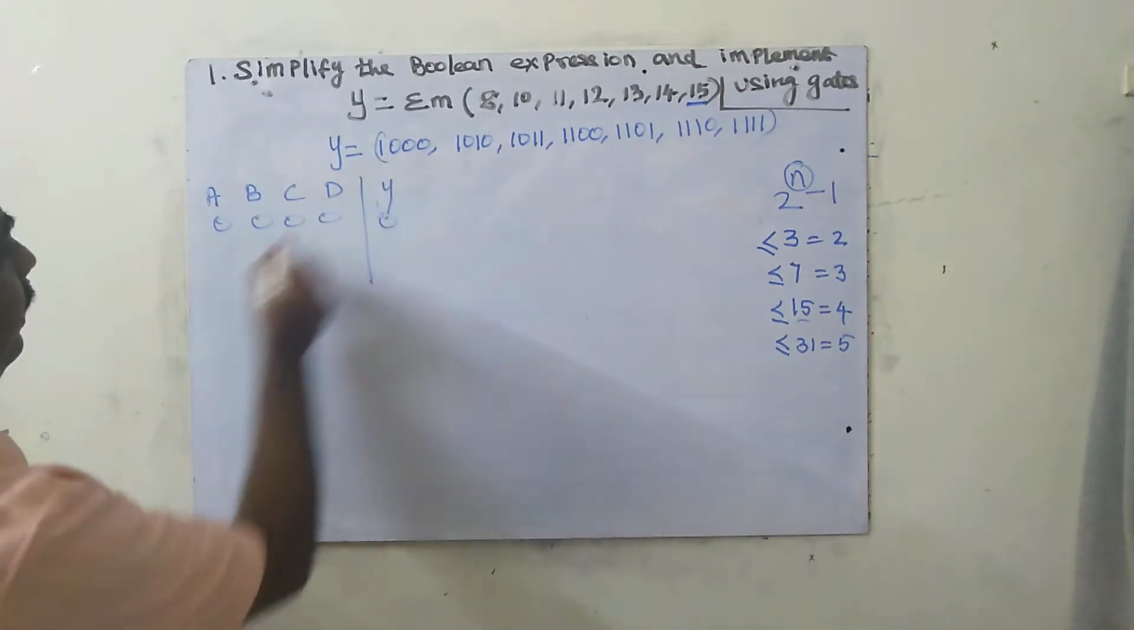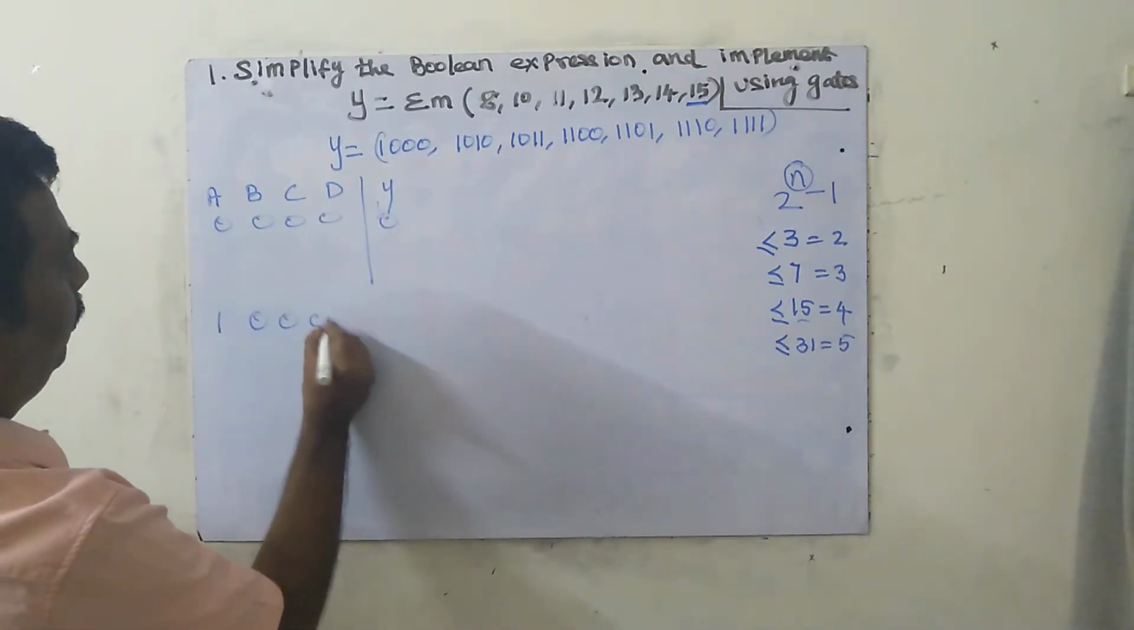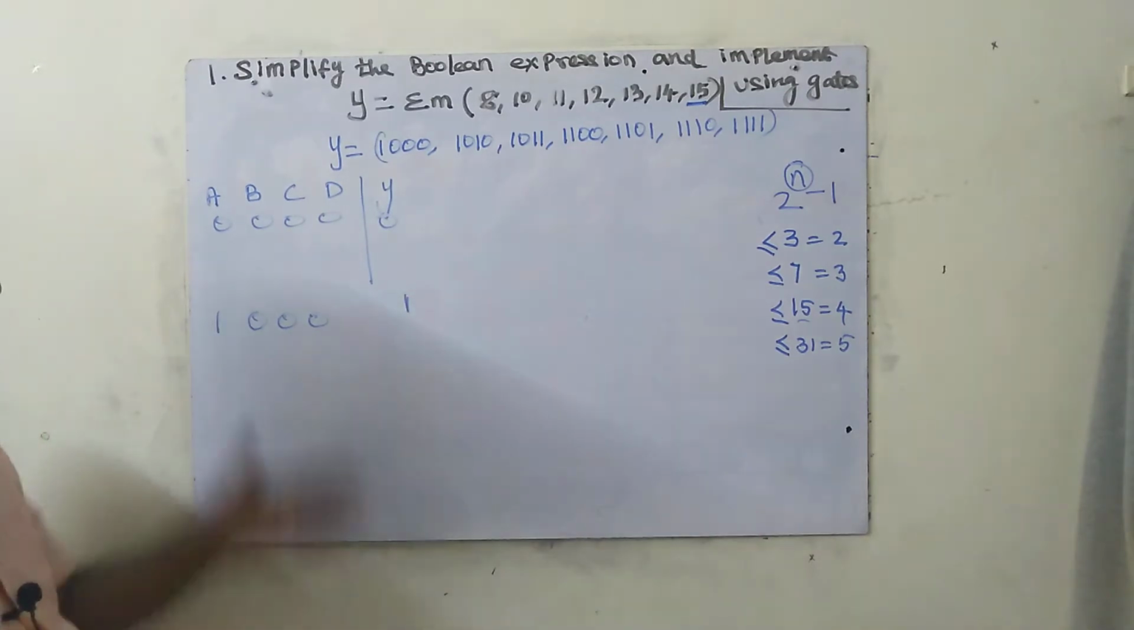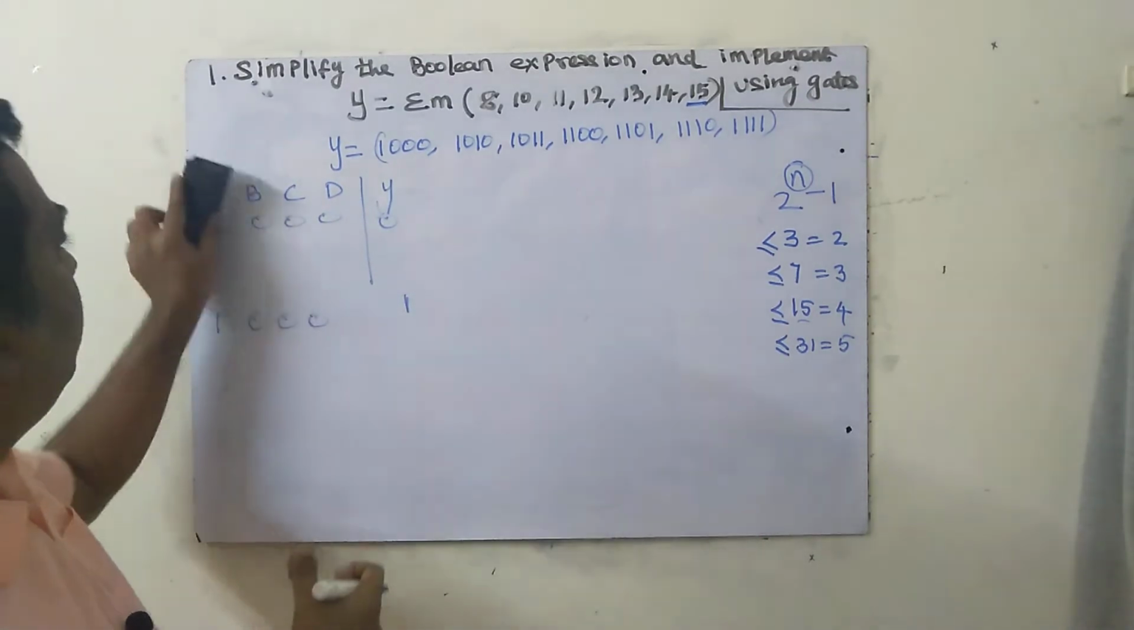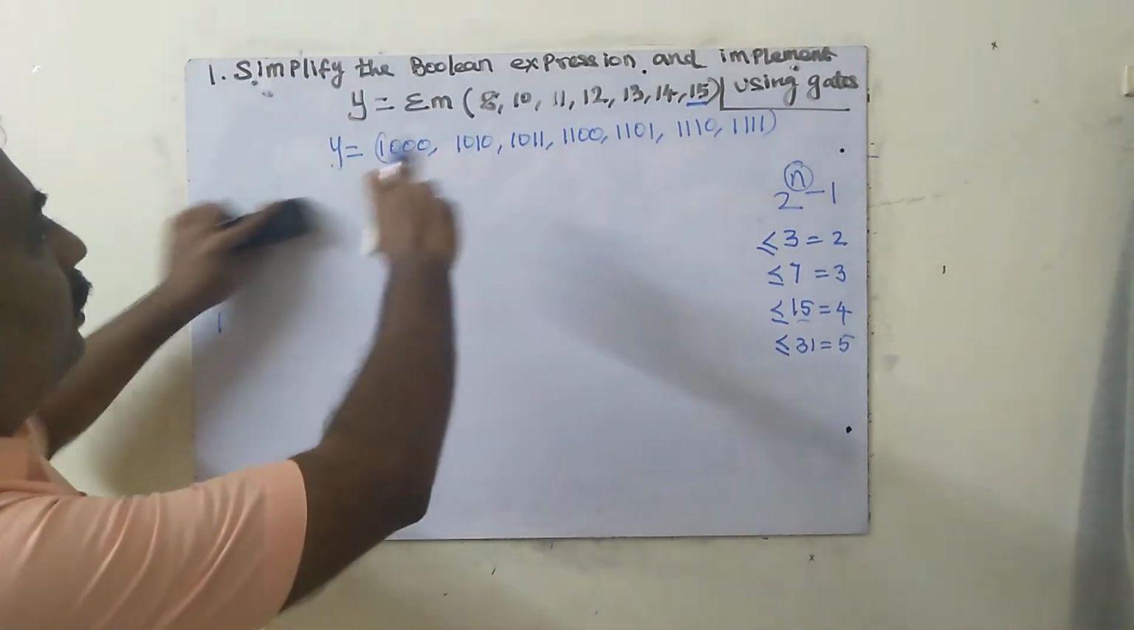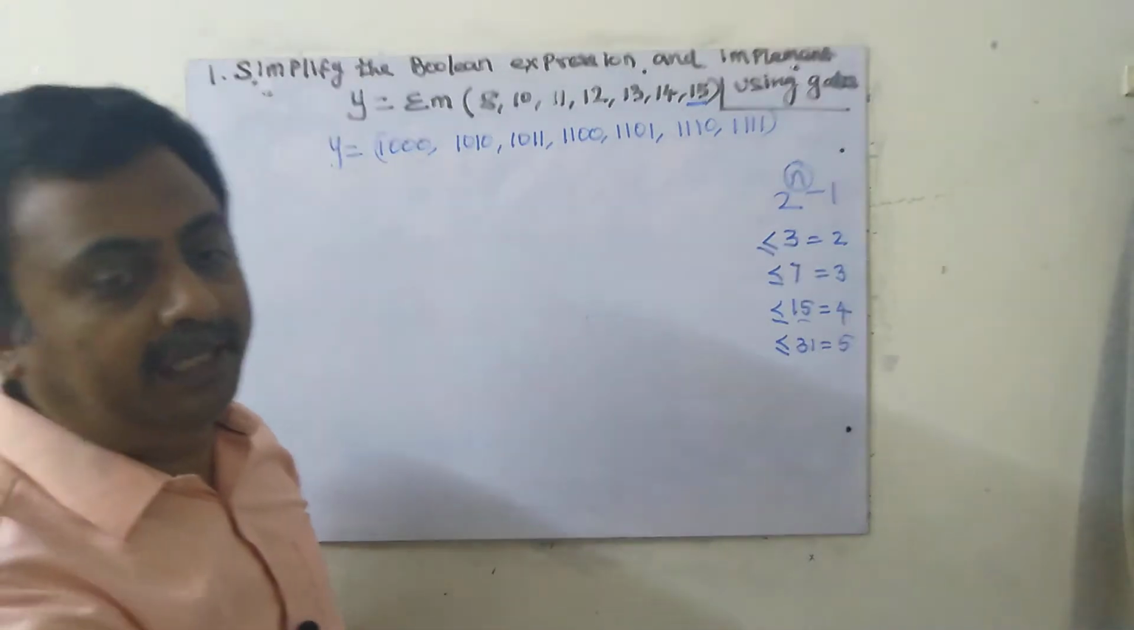Like this I have to write them. When I am getting 1, 0, 0, 0, it means I should get 1. Like this, I have to write the truth table. The truth table is not necessary. Actually, this is also not necessary. Okay, so what is the equivalent min term for this?